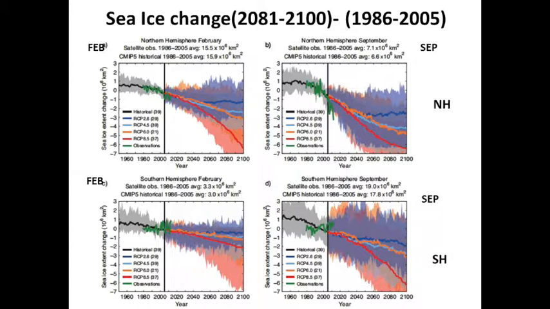The first one, 2.6. This the other one, 4.5, 6, and 8.5. That's the worst. And this is the north hemisphere in February and September. This is the southern hemisphere, and in both hemispheres, the sea ice projections are for reduction.